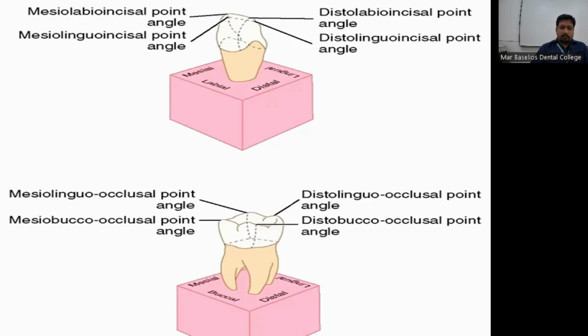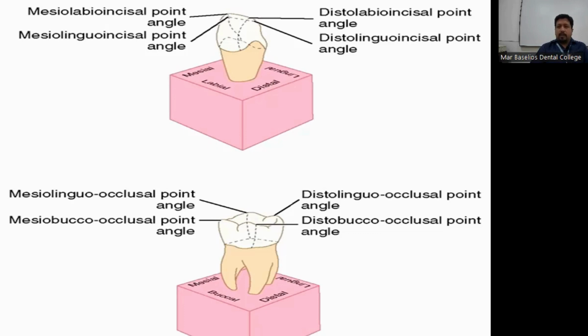So how can we write it? Mesio-lingo-occlusal point angle, disto-lingo-occlusal point angle, mesio-bucco-occlusal point angle, disto-bucco-occlusal point angle. If you consider anterior tooth, it is almost similar to that of posterior one. Here we will be having mesio-lingo-incisal point angle, mesio-labio-incisal point angle. Similarly, disto-lingo-incisal point angle, disto-labio-incisal point angle. So here these point angles mean joining of three surfaces at a point.